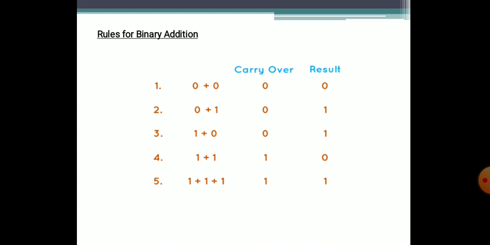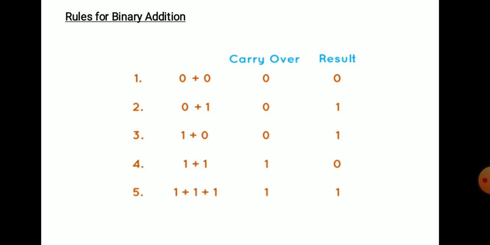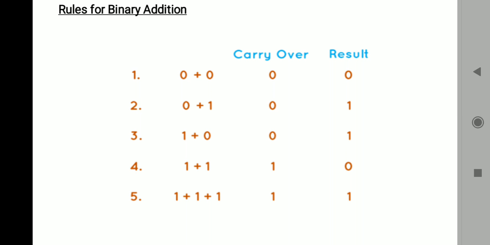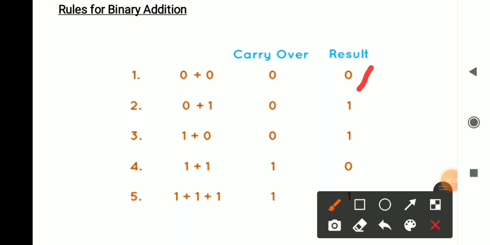The simple rules. The first case, when we add 0 with 0, that is 0 plus 0, we know the result is 0 with the carryover 0. So when we add 0 with 0, we get the result 0. And when we add 0 plus 1, we get the result as 1. The third rule, when we add 1 with 0, that is 1 plus 0, we also get the result as 1.